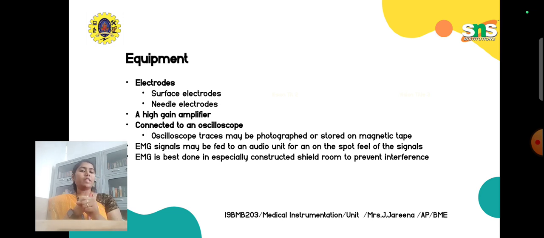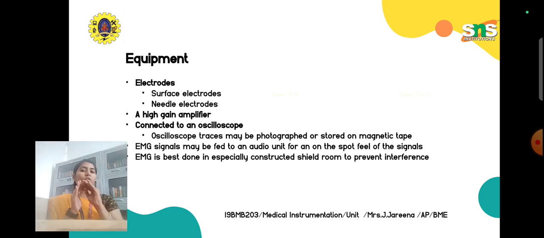Okay, so surface electrode means we are just placing it over the surface, and after applying the gel, we will place the surface electrode and capture the action potential of the particular targeted area. Needle electrode means we have to make direct contact with the muscle by means of a needle. So there are these two options for choosing the electrodes: one is surface electrodes, another is needle electrodes.